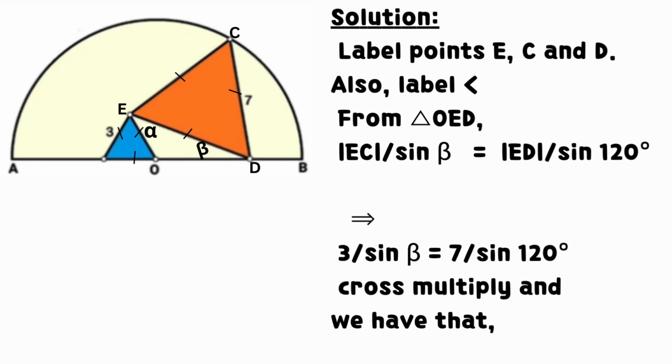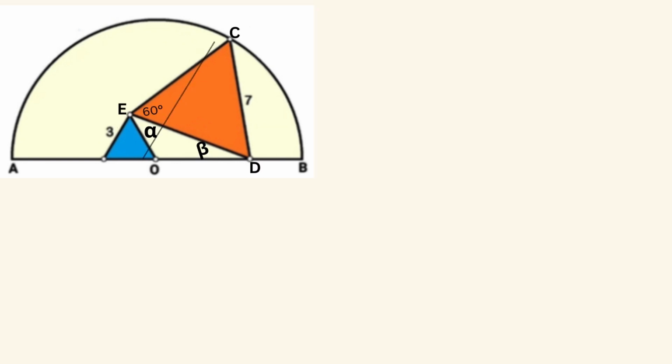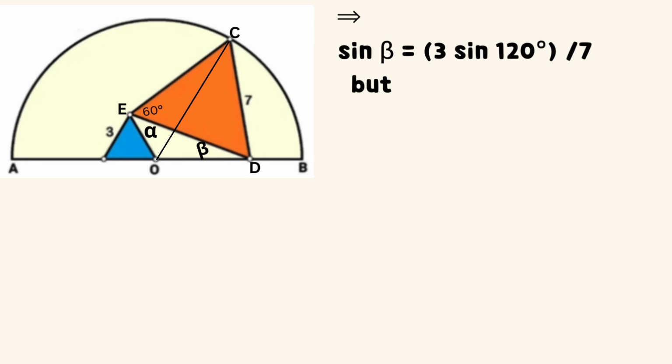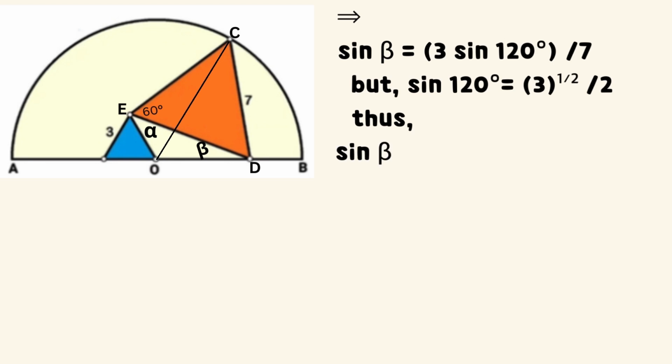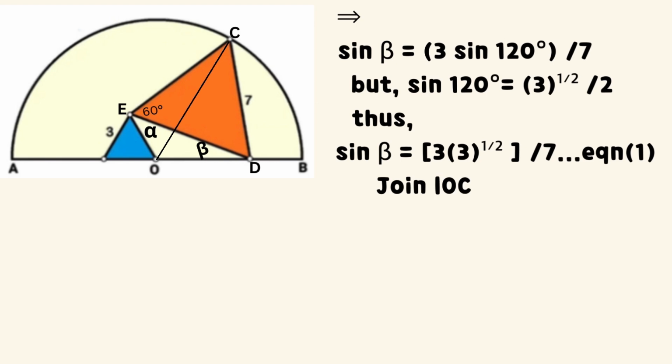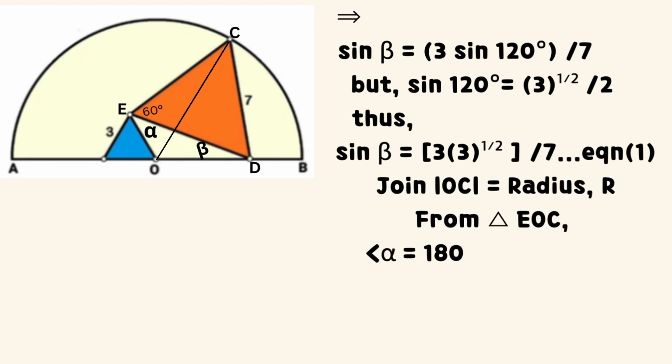Cross multiply and we have that sine beta equals the product of 3 and the square root of 3, all divided by 7, after substituting values and simplifying them. We call this equation 1. Join line OC, which equals radius R.